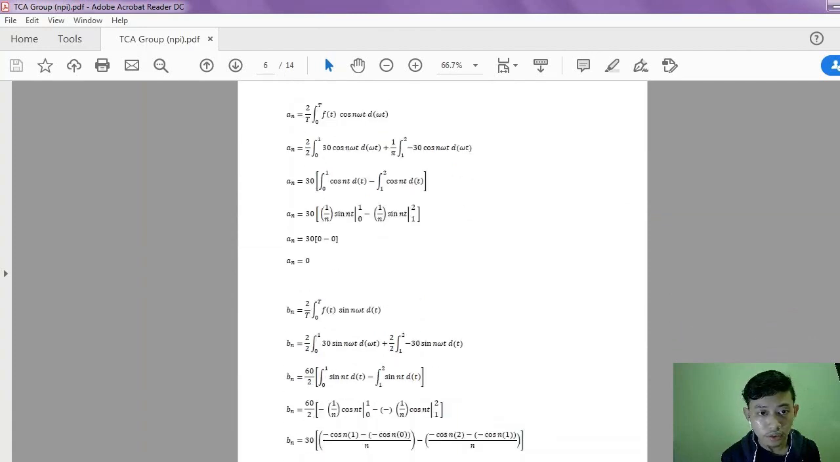After that, you need to do AN. This is the equation for AN. You insert the value of amplitude and time, and do the integration from 0 to 1 and 1 to 2 seconds, and the answer is AN equal to 0.